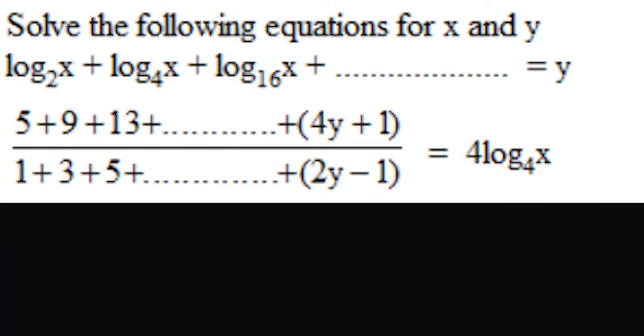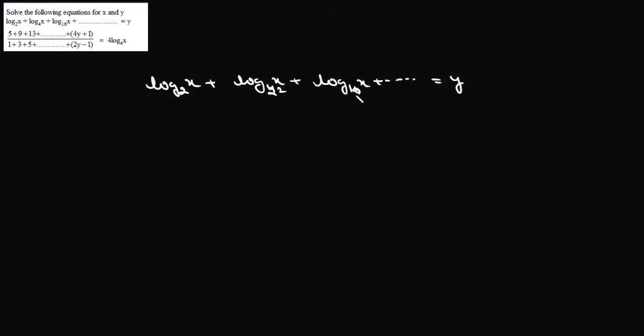Now the question is, solve the following equations for x and y. Now we are given that log x base 2 plus log x base 4 plus log x base 16 is equal to y. Now this 4 is 2 square, 16 is 2 to the power 4, and we know that power of base comes as reciprocal. So this log x base 2, plus 1 by 2 log x base 2, plus 1 by 4 log x base 2, and this is equal to y.